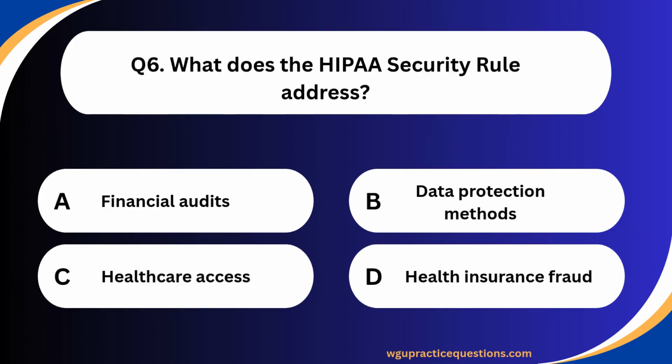Question 6. What does the HIPAA security rule address? A. Financial audits. B. Data protection methods. C. Healthcare access. D. Health insurance fraud. Which one is the correct answer?